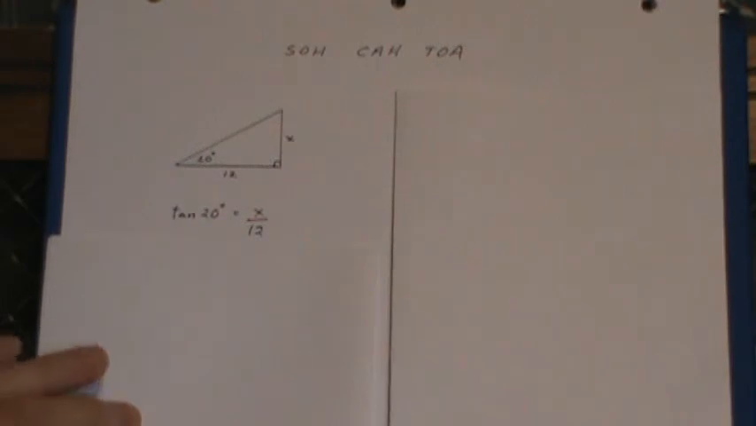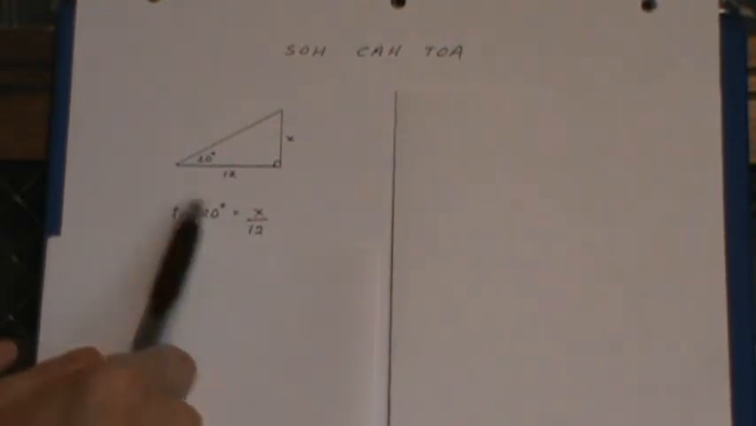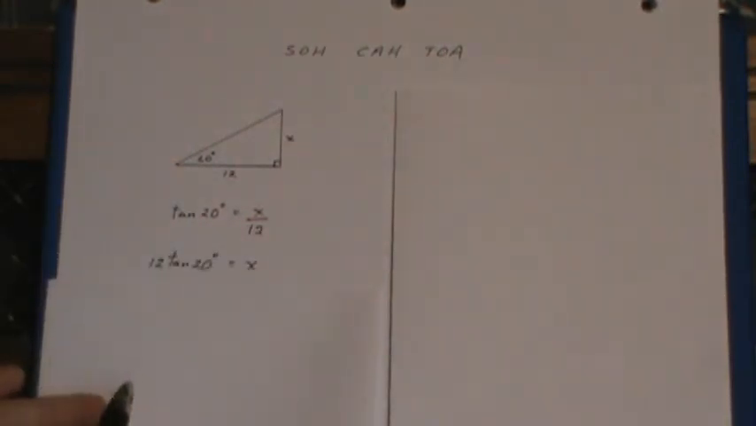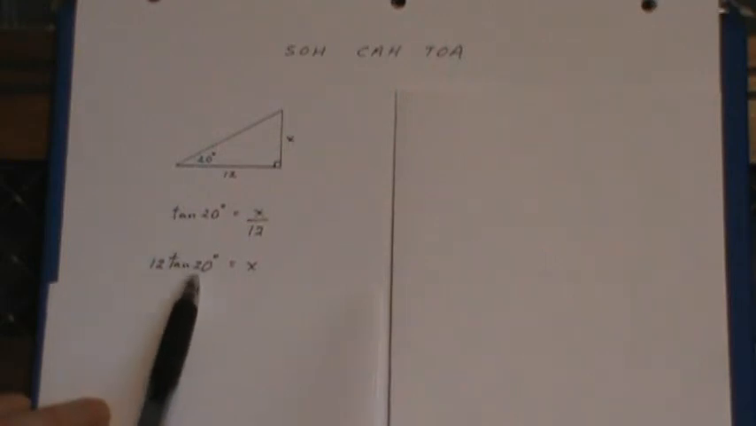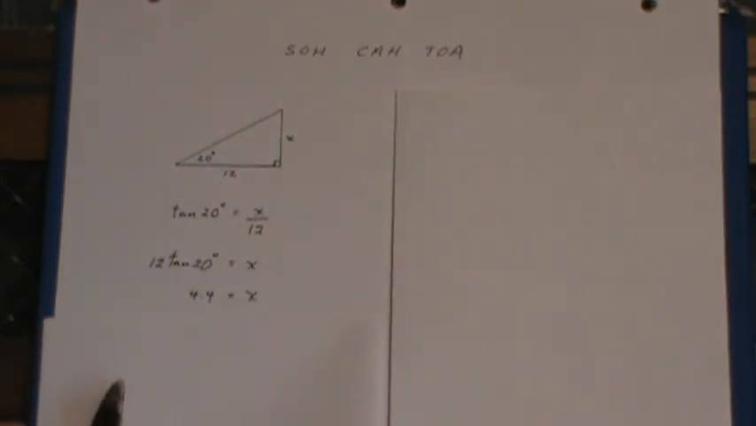Now this is fairly easy to solve. All I have to do is multiply both sides by 12. In other words, cross multiply. And on my calculator, I just enter 12 tan 20 equals. I don't even need a times sign there because the calculator knows that I'm multiplying by 12. So just enter 12 tan 20, if you have a calculator that prints it out.